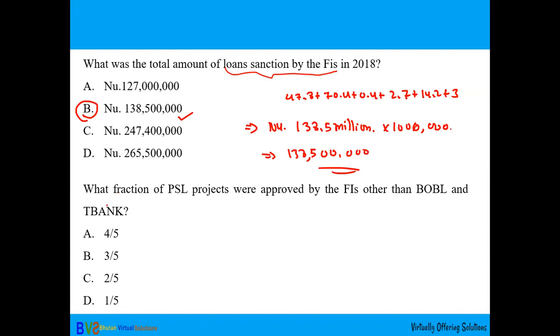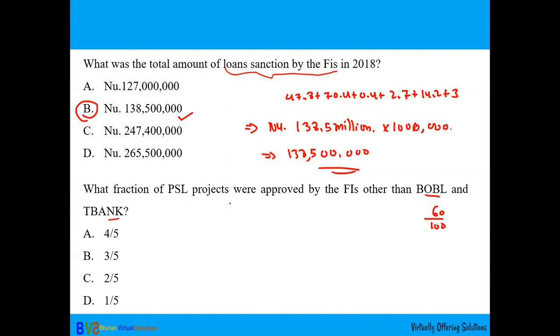Now let us see what question 2 is asking us. What fraction of PSL projects were approved by the FIs other than BOBL and TBank? Now what does it mean? The question is asking us to find the fraction. For example, if you got 60 marks out of 100, how do you write it? You usually write it out of 100. If you got 60, you will write 60 divided by 100. We don't write 100 divided by 60. You have to write 60 divided by 100. Similarly, what fraction of the PSL projects were approved by the FIs other than BOBL and TBank.